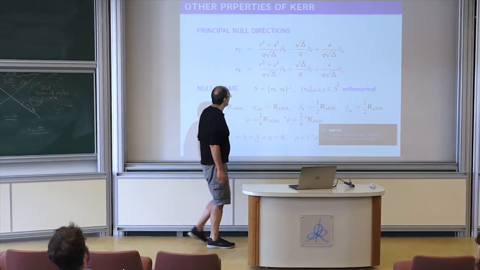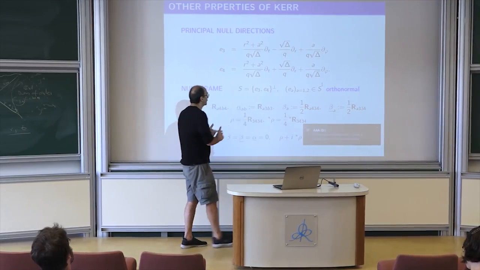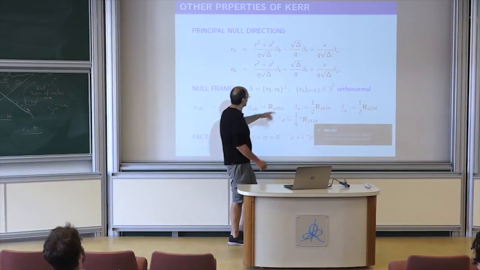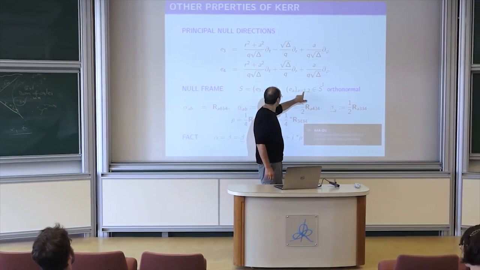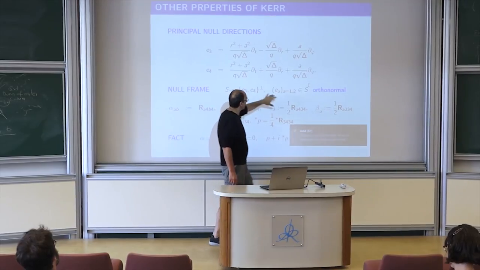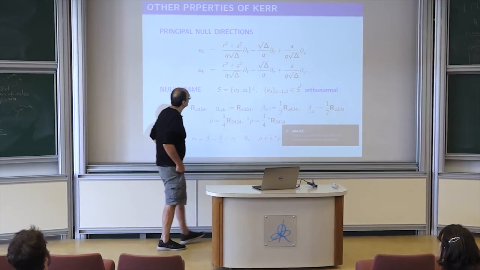And then you look at the space perpendicular to them. At every point you have such a space. So this is infinitesimally. At every point, you pick vector fields E_A, A equal 1 and 2, which are perpendicular to these two and which are orthonormal among themselves. So these are space-like vectors, and these two are null.